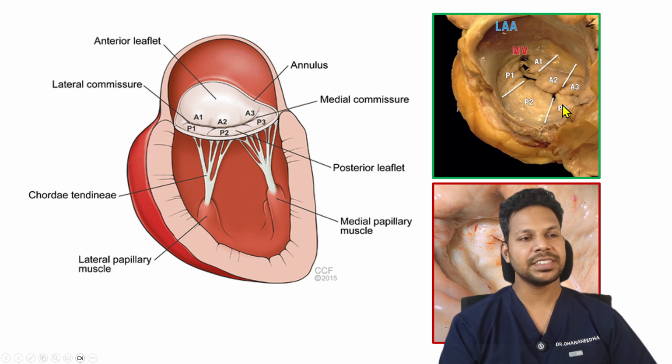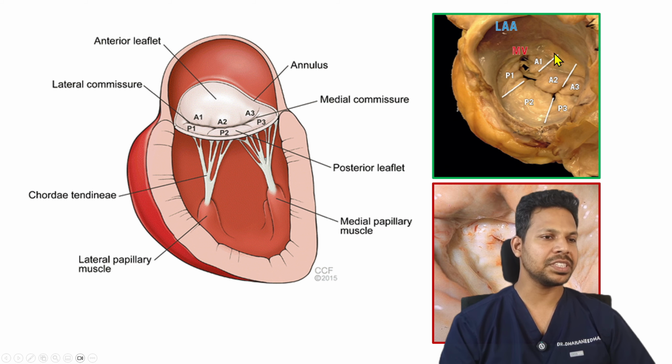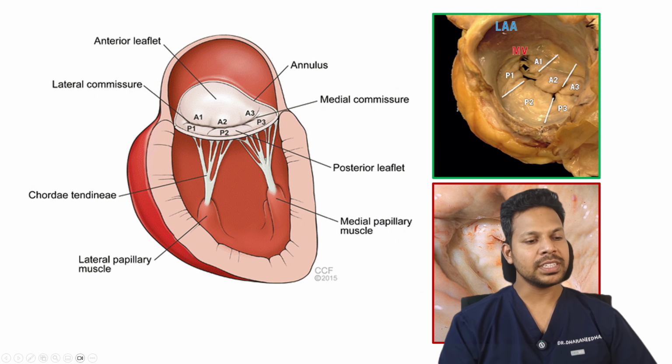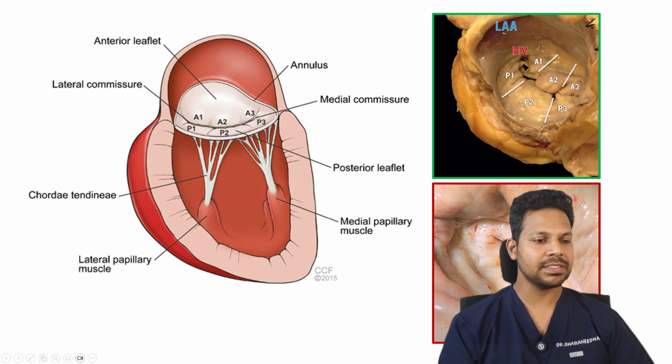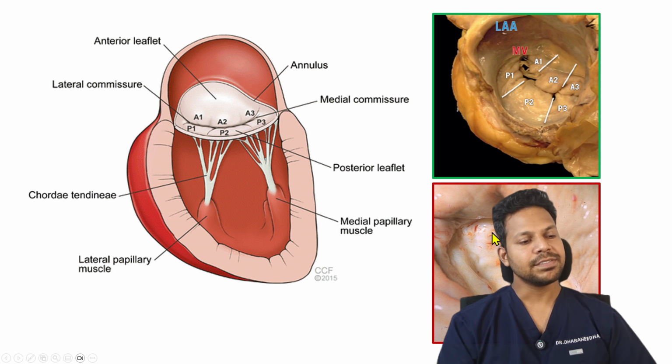As you can see, here is a real image where you can appreciate the anterior leaflet and the posterior leaflet and the commissures. And in the bottom, the image that you can see is of a fibrotic valve, where you can see that the valves are thickened and fibrosed, because of which there is mitral stenosis here.